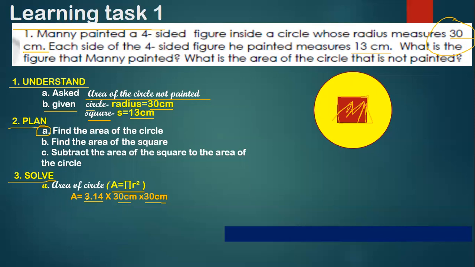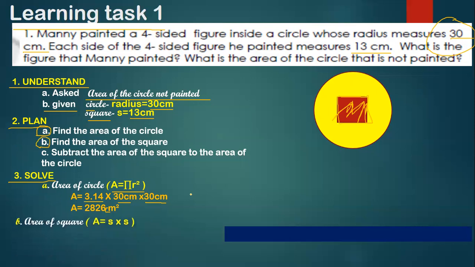Okay, so the area of the circle is 2,826 cm, square centimeters. Okay, area ng circle pa lang yung nakukuha natin. Okay, susunod, ang gagawin natin, okay na yung letter A, gawin natin yung letter B.